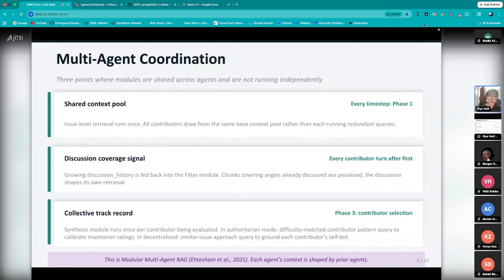Second, the discussion coverage signal. Growing discussion history is fed back to the filter module. Chunks covering angles already discussed are penalized. The discussion shapes its own retrieval.